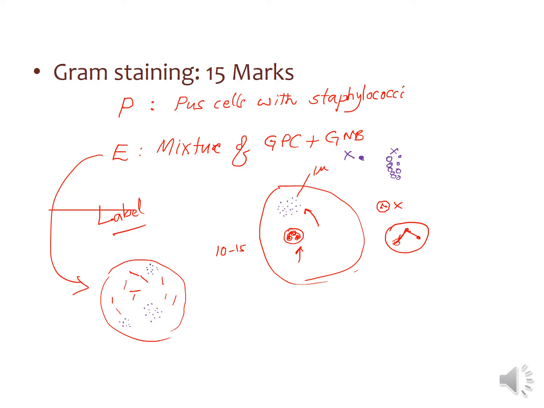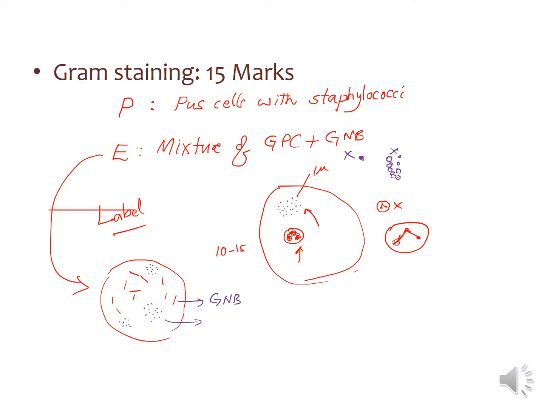Don't draw circles, because the cytoplasm of the cell is being stained here. So you have to show them as solid masses. This is how you have to draw, and again you have to label. It's gram negative. You have to write gram negative bacilli completely, don't just write G and B.